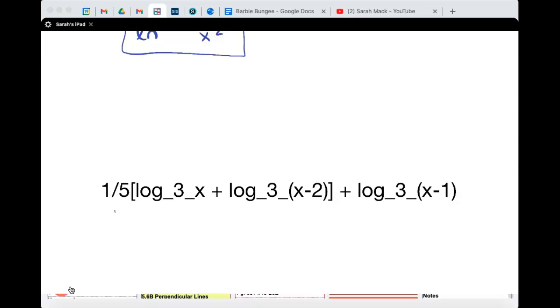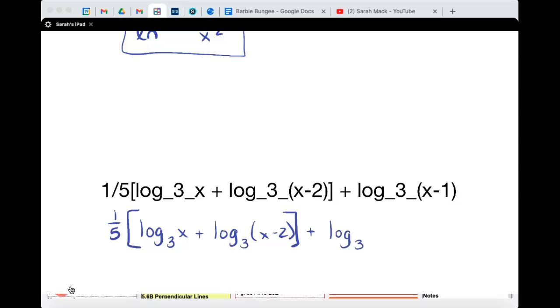Okay, so here's this one. It's 1/5. This is the last one. Yeah. Log base 3 of x plus log base 3 of x minus 2 plus log base 3 of x minus 1.